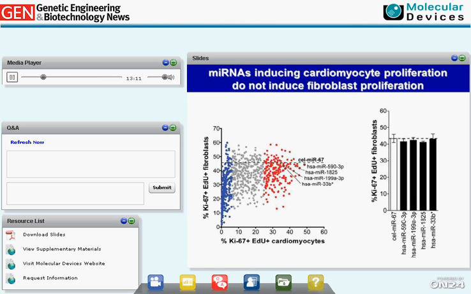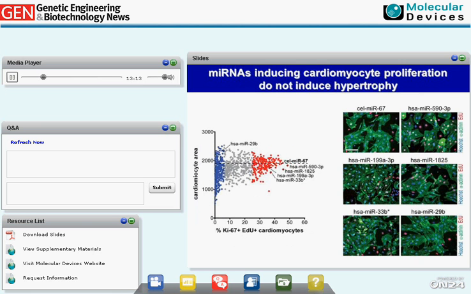Also very important is to understand whether these microRNAs have an effect on cardiomyocyte size. Now, hypertrophy can be a problem, and so we wanted to be sure that the microRNAs that we are selecting as increasing proliferation were not affecting the area of the cells. Because we're doing this screening by high content, we can have all the measures from the cells, including the area of the cells.